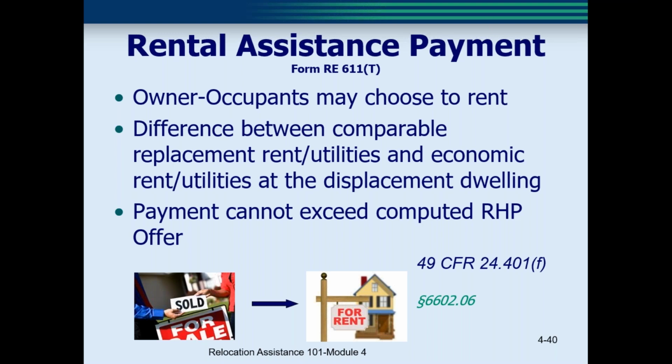So the economic rent and utilities are then subtracted from the monthly rent and utilities of a comparable replacement dwelling. So of the site we're acquiring, since our appraisal has a value to purchase it, you have to decide, but what if it were being rented, and you have to establish a rental amount for it. That's what you're doing with an economic rent or a market rent. You have to do that because you have to have something to compare to a rent to get a rent supplement payment.